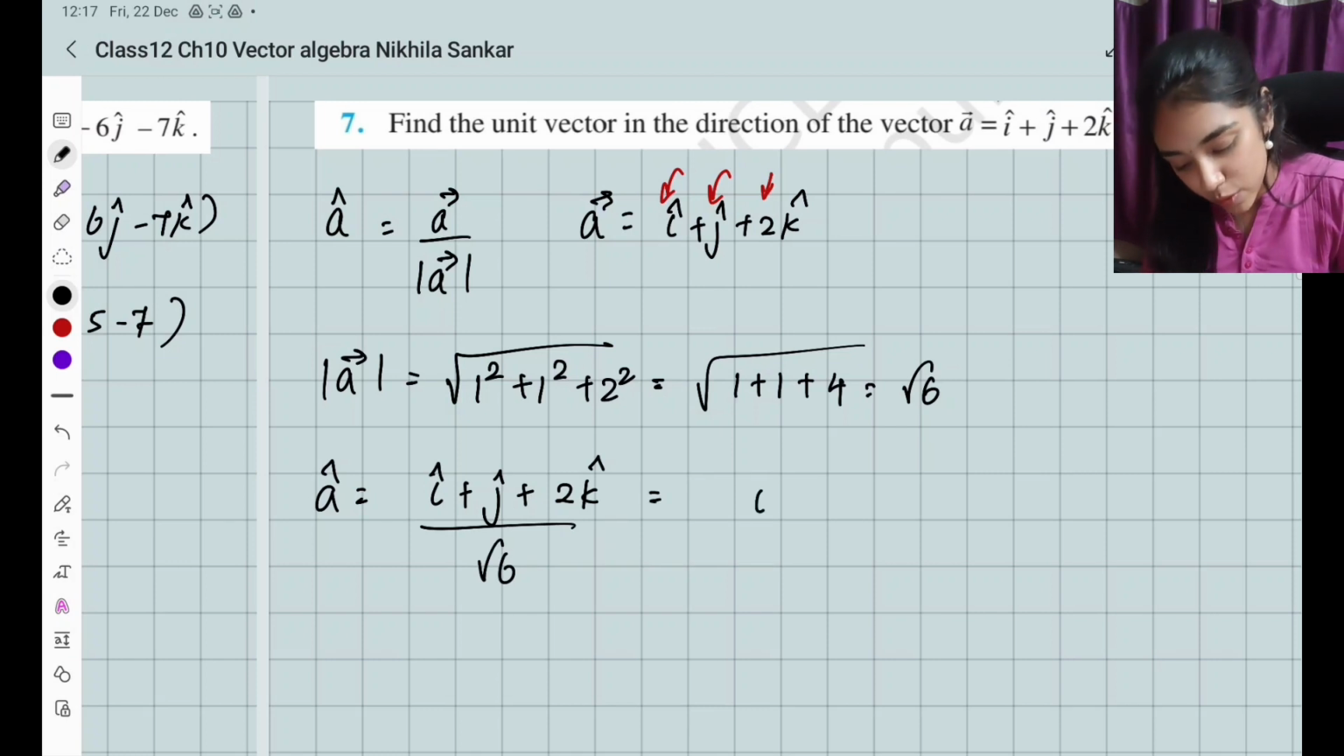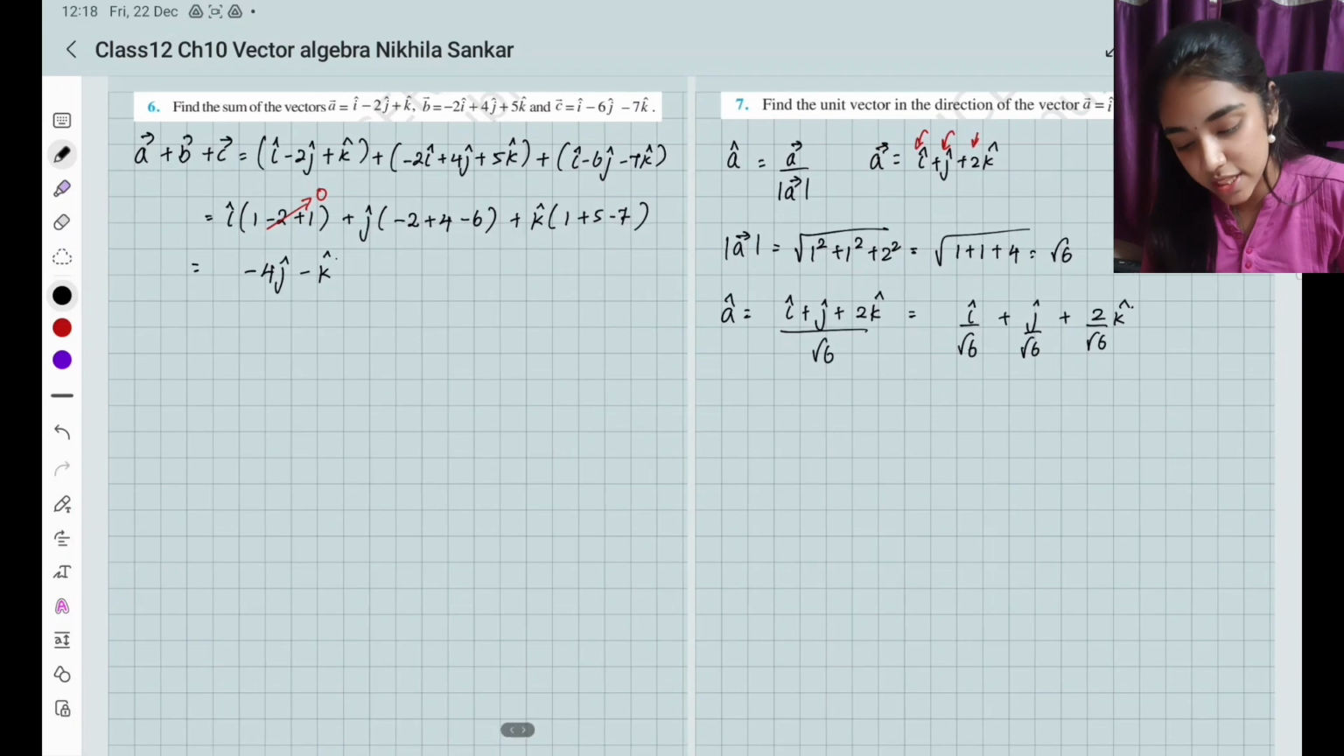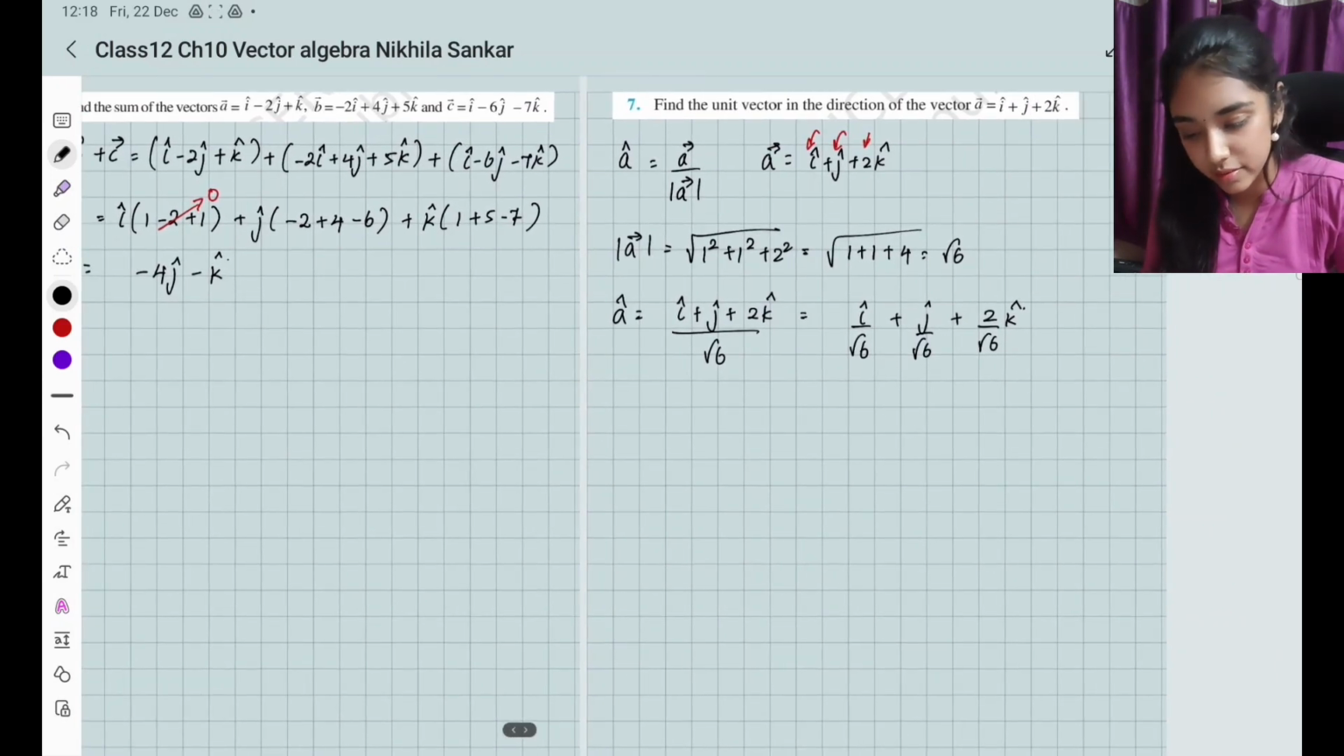When I write it in individual component terms, I cap divided by root 6 plus j cap divided by root 6 plus 2 by root 6 k cap. Okay. So this is the unit vector in the direction of a vector. Please copy.